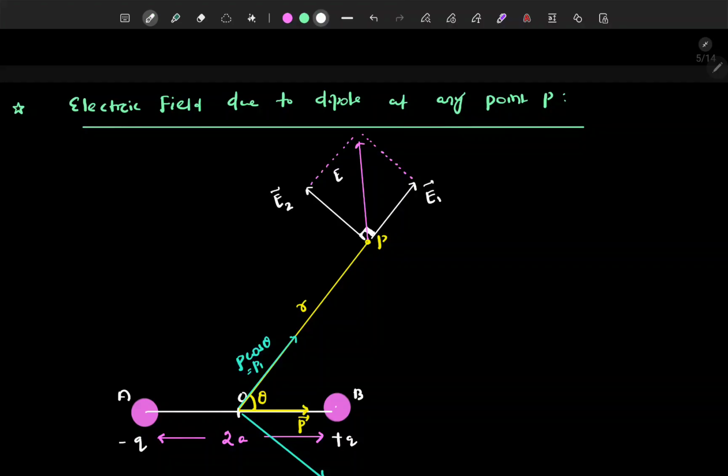So this is E net vector, okay, and let E net make an angle phi with respect to the E1 direction. Now tan phi is equal to, see, this is a right angle triangle, so tan phi is E2 here and E1 here. So perpendicular by base, that means E2 by E1.